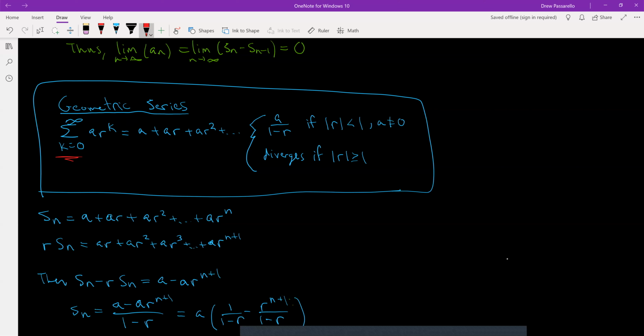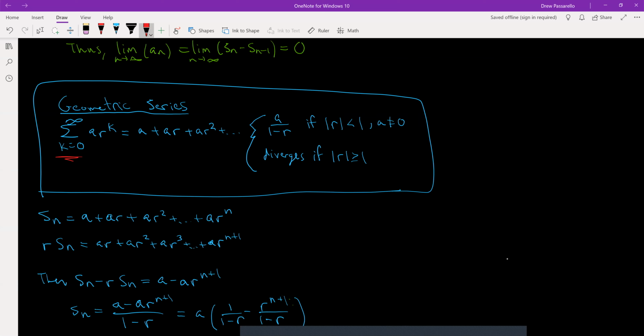So for the proof, and this is just a shorthand proof of that, it converges to a over 1 minus r if the absolute value of r is less than 1. And it's a clever proof, so we can look at the nth partial sum. That's a plus ar plus ar squared plus dot dot dot plus ar to the n. If we multiply this by r, we're multiplying each of these terms by r, so a becomes ar, ar becomes ar squared, ar squared becomes ar cubed, and ar to the n becomes ar to the n plus 1.